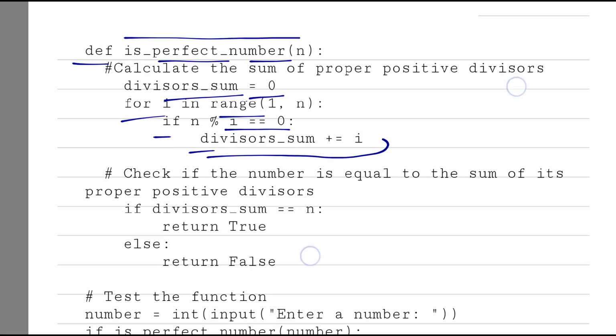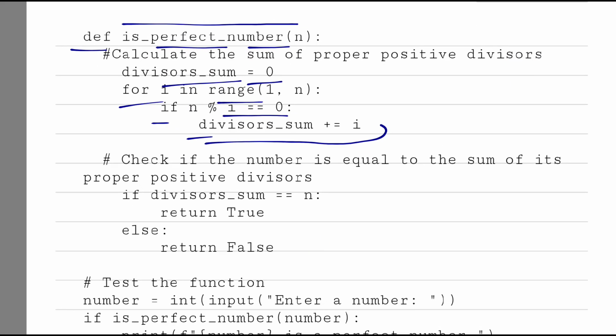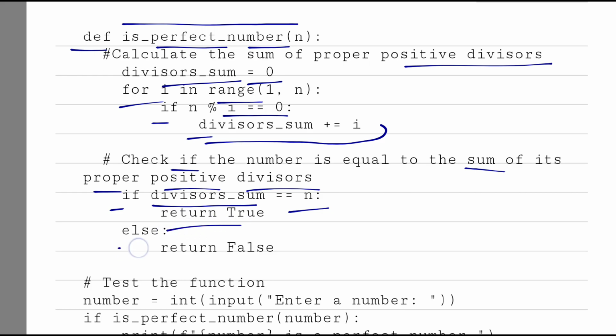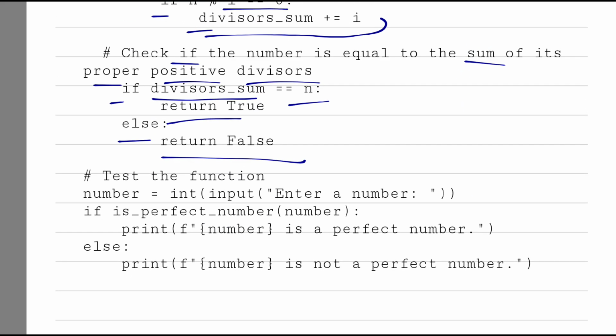Fine. So once we get the sum of all the positive divisors, now it's time to check whether the number is equal to the sum of its positive divisors or not. So we just need to use an if condition. If divisor sum is equal to number, then return true. If it is not, then false. Fine. Now we can test our case.